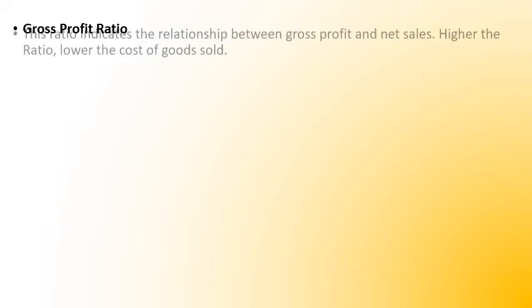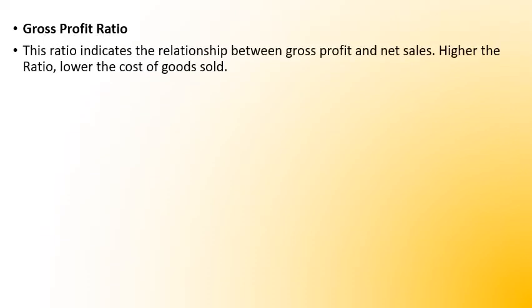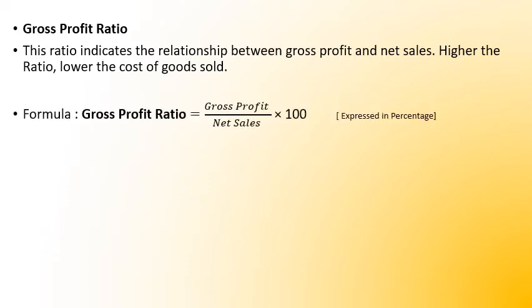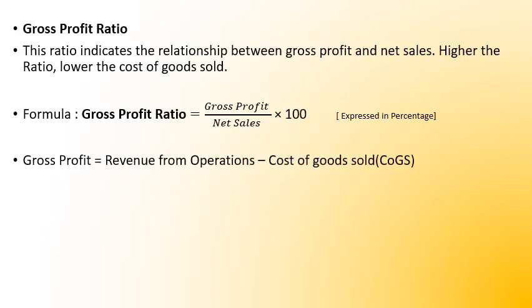The next ratio is gross profit ratio. It basically shows the relationship between the gross profit and net sales. The higher the ratio, the lower the cost of goods sold, and the formula is gross profit divided by net sales into 100. We have learned this in class 11, so this is a repetition.